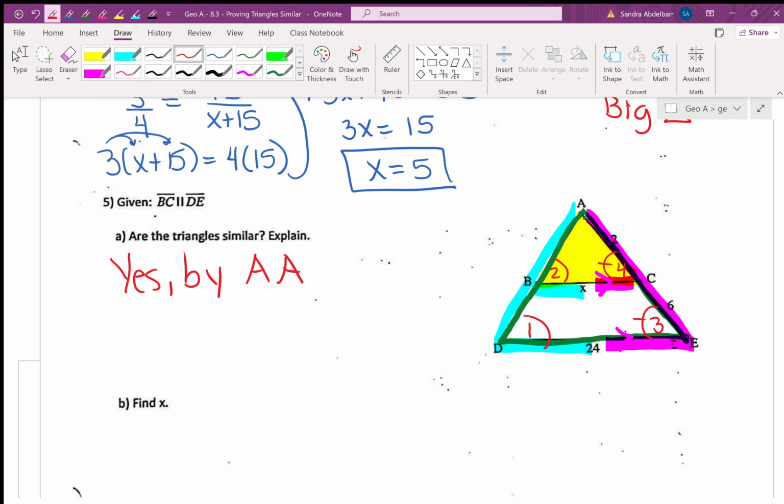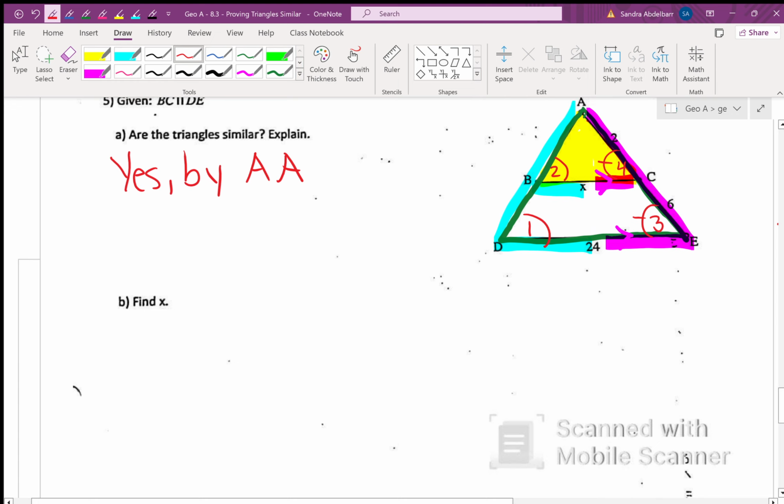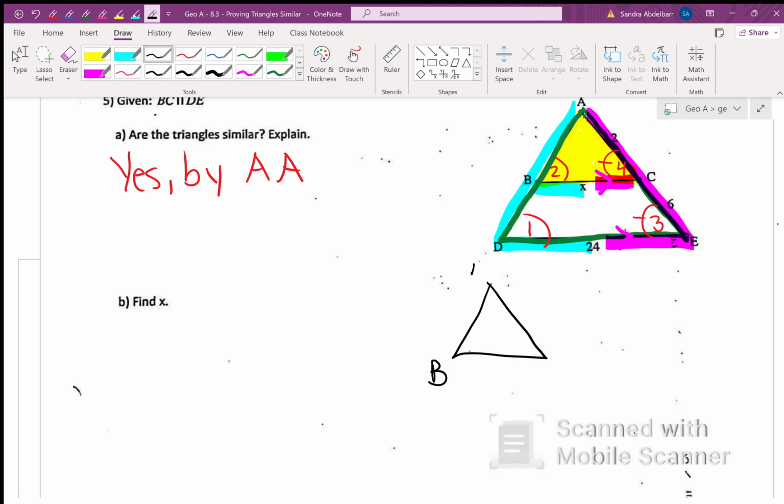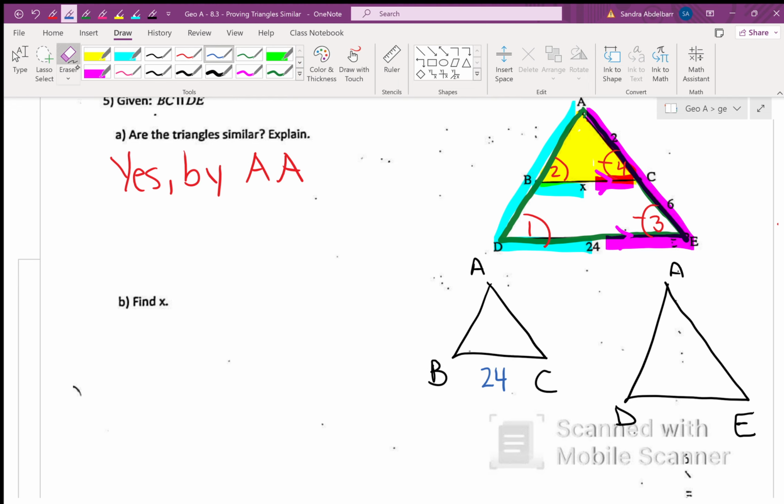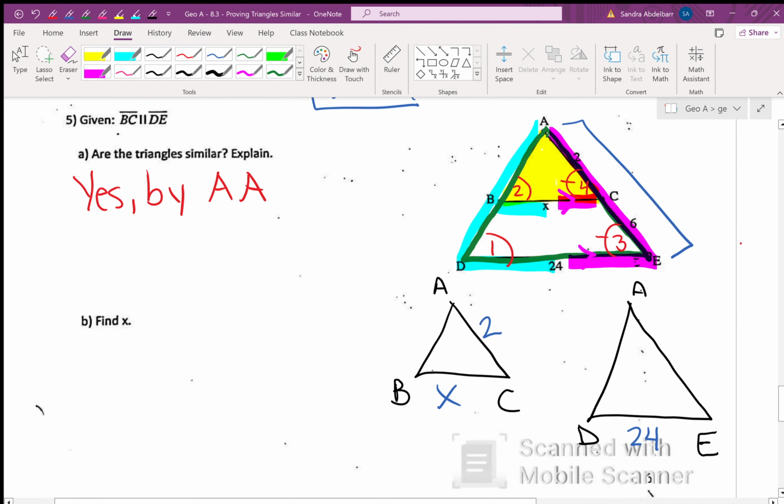All right, now we want to find X. How are we going to find X? We need to set up a what? A proportion. Before I set up my proportion, I'm going to redraw the two triangles so they're not attached. So I have triangle BAC, and then I have my bigger triangle DAE. BC is 24. Oh, no, BC is not 24. BC is X. DE is 24. AC is 2. How long is AE? 8, you got it.